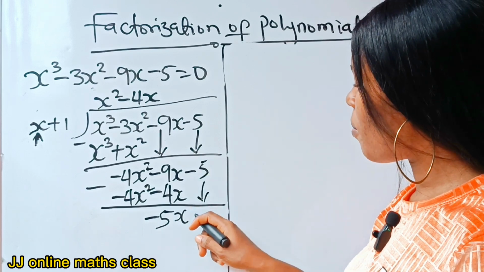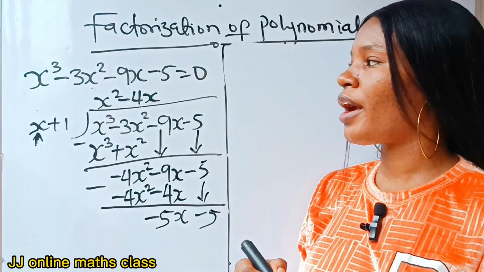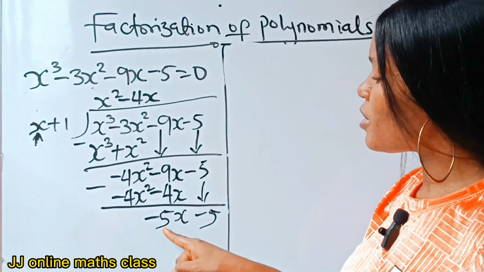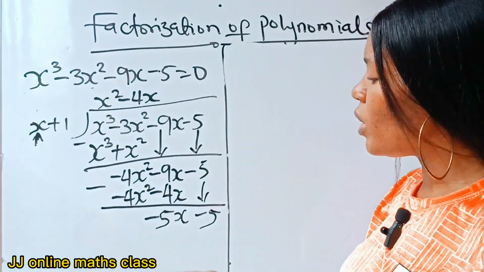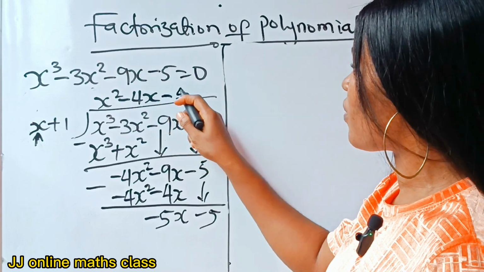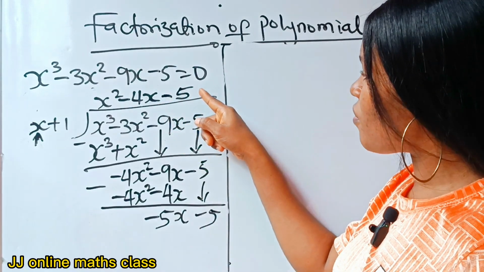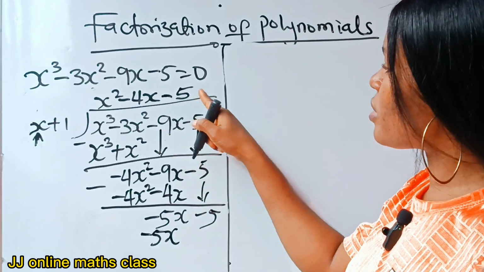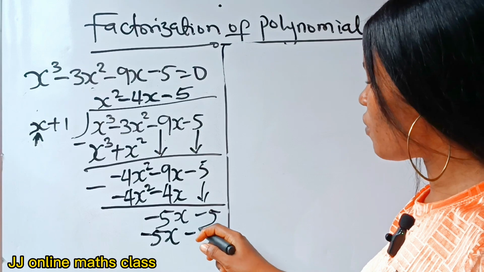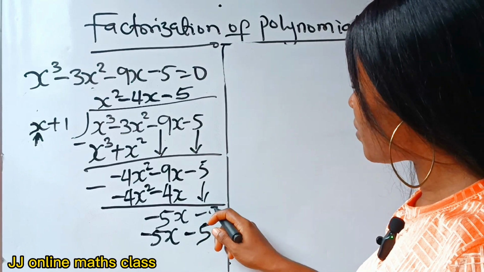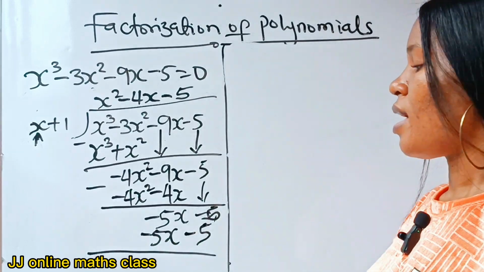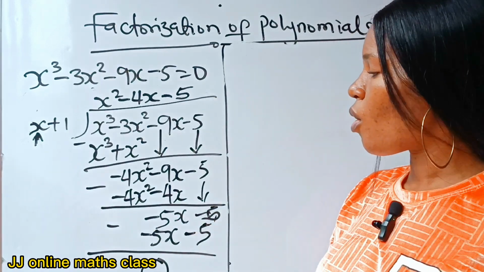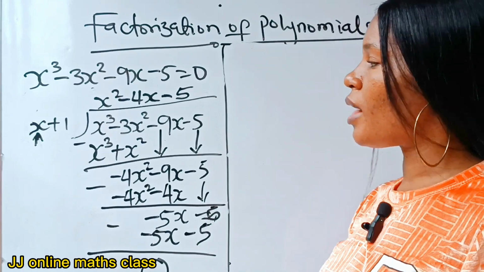Then, we are bringing down minus 5. Okay, we go again. The same x is going to divide minus 5x. So, minus 5x divided by x, you will have only minus 5 remaining, right? So, you have minus 5. All right, minus 5 times x will give us minus 5x. And minus 5 times plus 1 will give us minus 5. Remember, this is also minus 5. All right, now, we'll have the same thing here and here. That means when you subtract this, you'll have 0. Once you're able to get 0 here, then you are done.